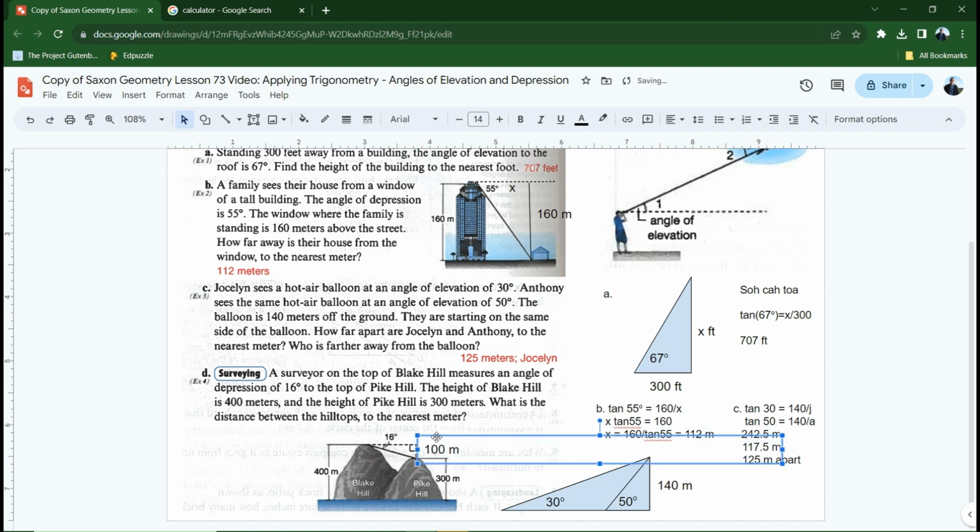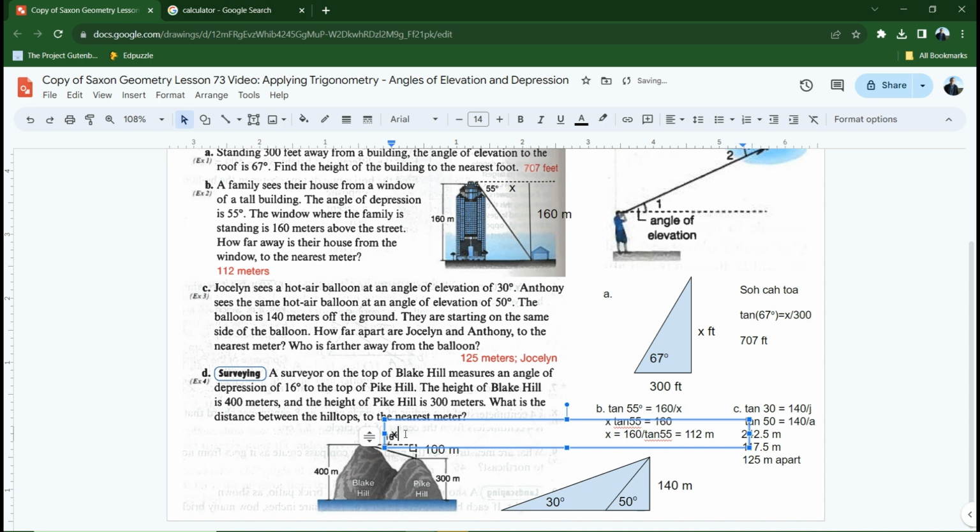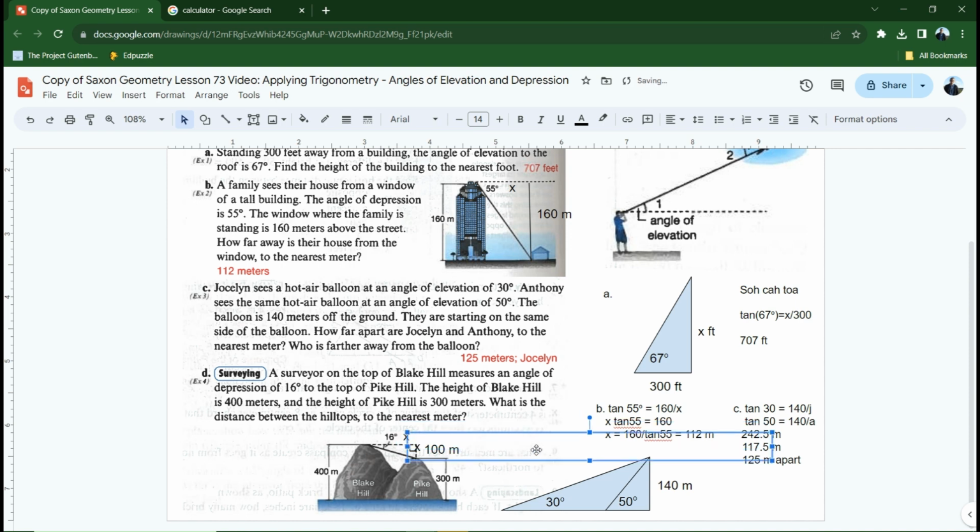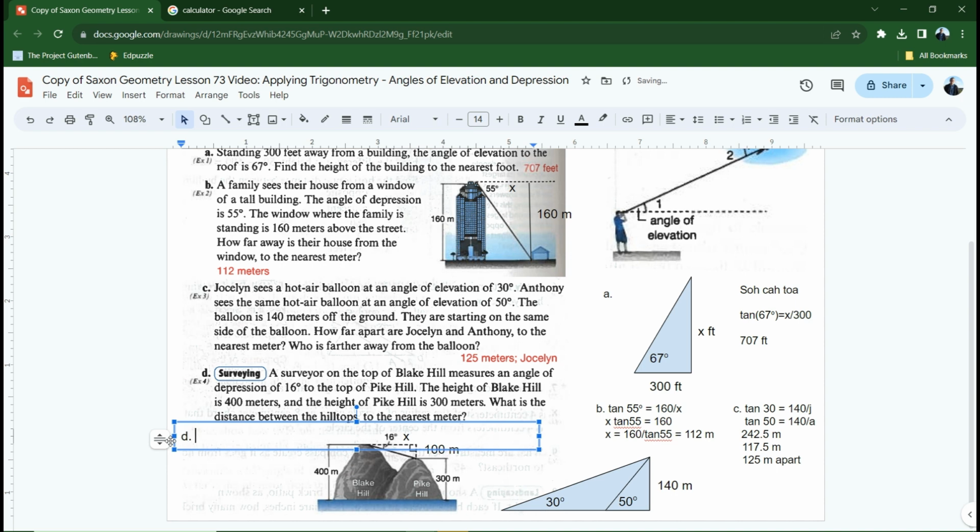Okay. Now, what am I looking for? I'm looking for the horizontal distance between the two. That's right. Once again, we are going to use tangent. And I'm going to set up our problem over here. This one's going to be letter D. The tangent of x, in this case, x is 16 degrees. Okay, that's an actual number that the calculator knows. The tangent of 16 degrees equals the opposite over adjacent. Opposite side is 100. The adjacent side is x.